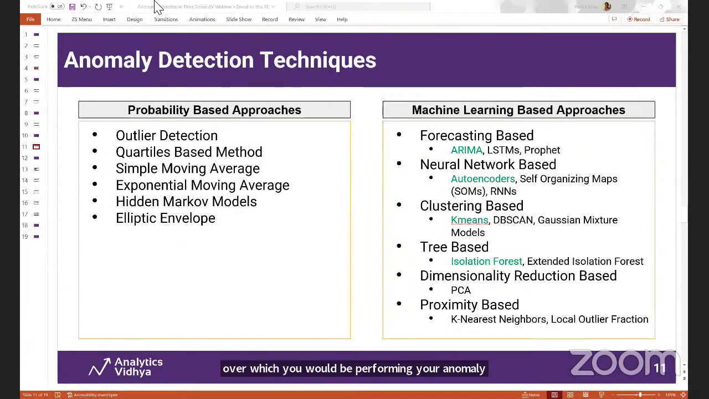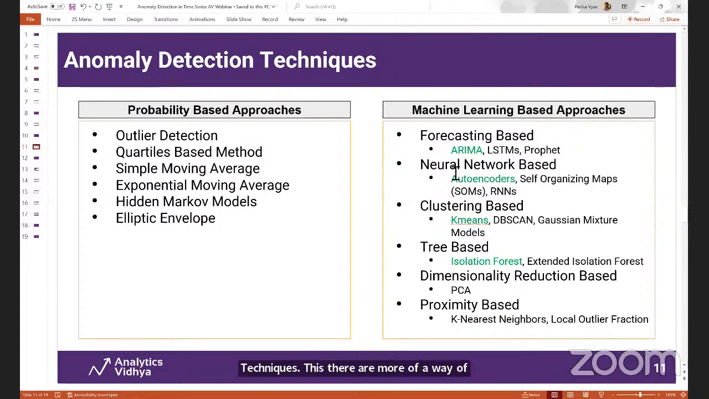All right. So moving on to the machine learning based approaches, right? There are a lot of approaches that we see in anomaly detection. And in fact, when I was preparing the presentation for this webinar, I realized one thing: we say anomaly detection techniques, right? If you think about it, these techniques are not really anomaly detection techniques. They're more of a way of finding anomalies.